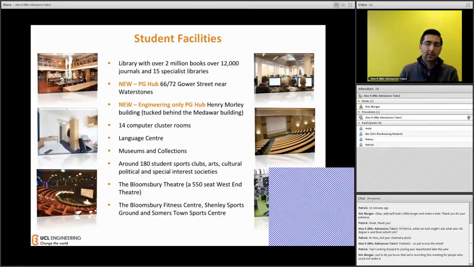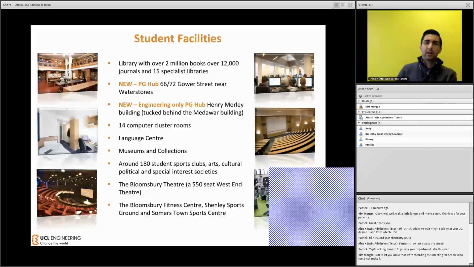We have a language center that can help you work on your English, or if you want to learn a different language. We have a full-fledged museum actually on campus that you're allowed to visit. Our archaeology department is actually quite well known. And we have student-led clubs and societies about pretty much anything you can imagine. So this can include sports, theater, politics, ethnic-related groups, anything really you can imagine.